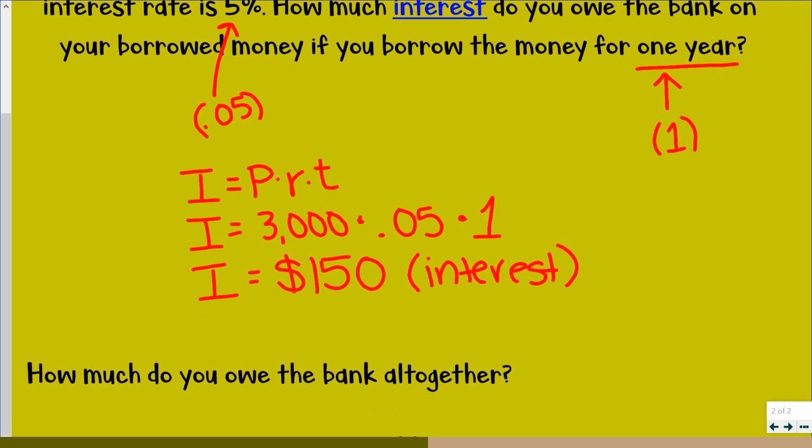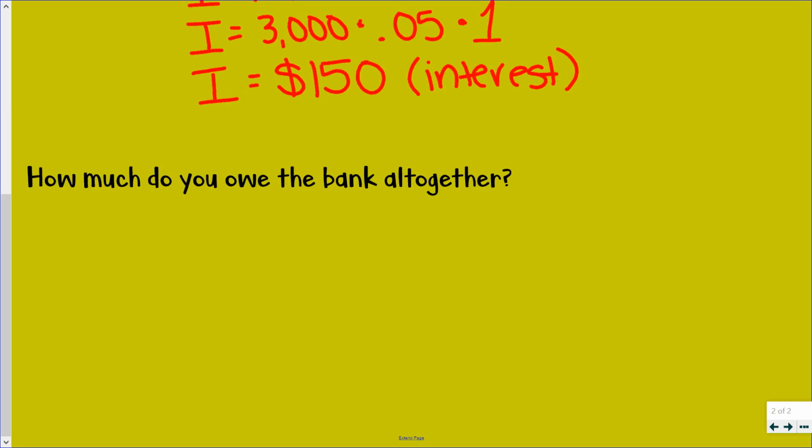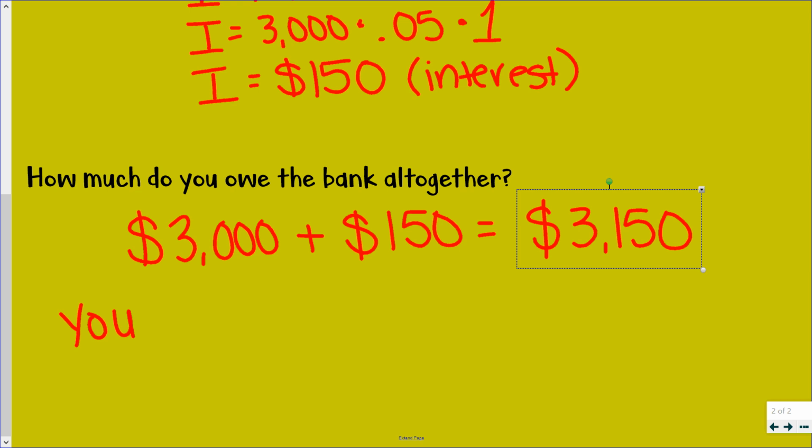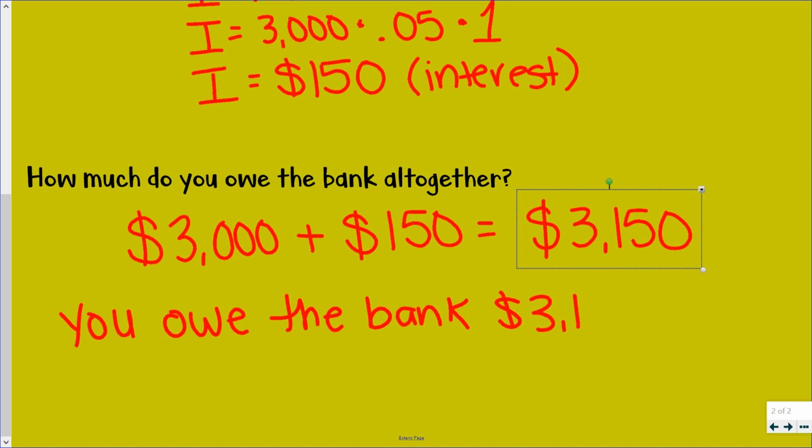How much do you owe the bank if you had to pay everything back all together at once? So remember, you borrowed money. So the 3,000 does not belong to you. So you owe them that. And for them lending you the money, you owe them $150 for the year. You add up what you owe in both borrowed money and interest for a final total of $3,150. So you owe the bank $3,150.